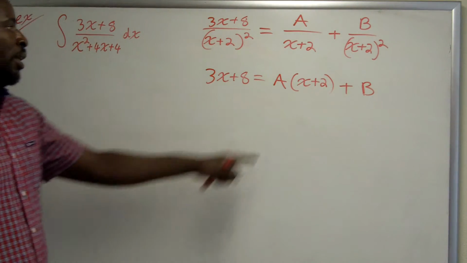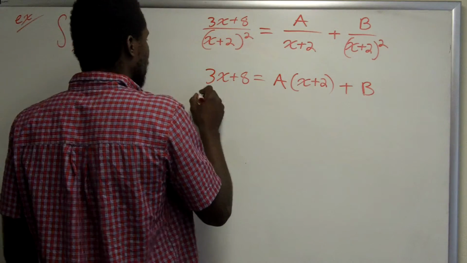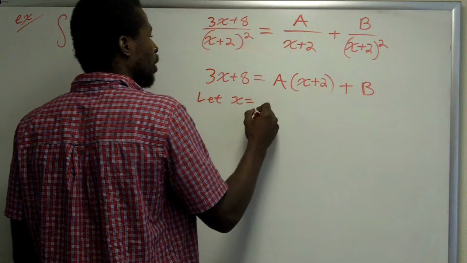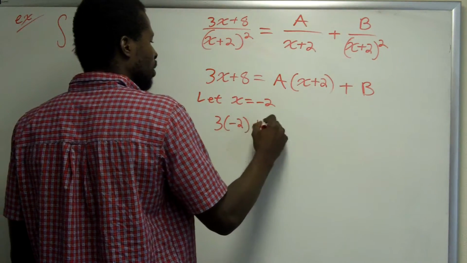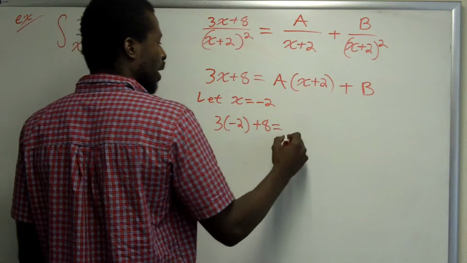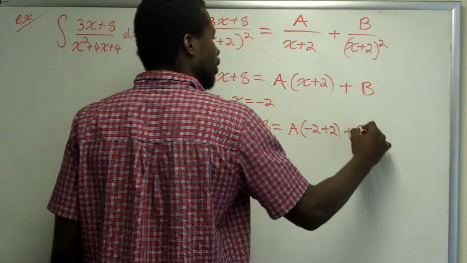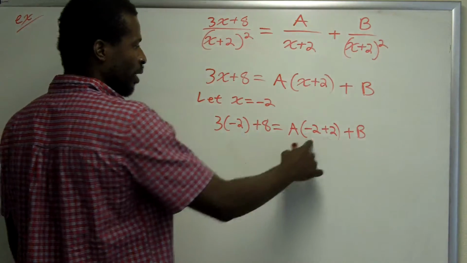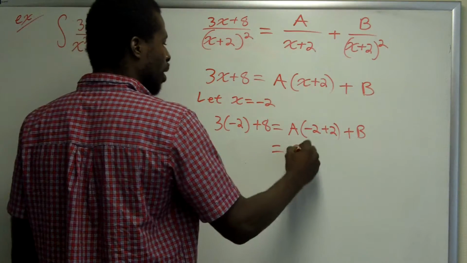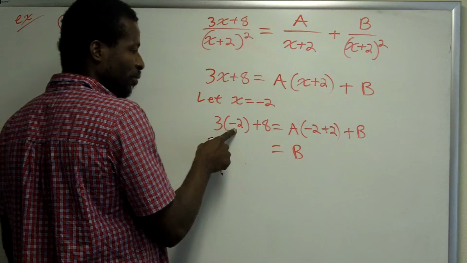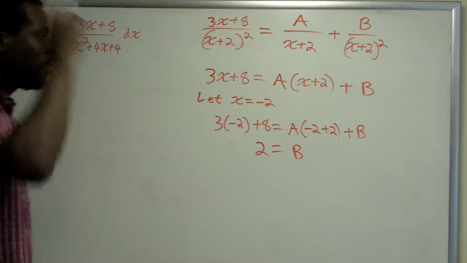So let's see, I can plug in -2 to cancel that factor out. So let x equal -2. If x is equal to -2, this is 3 times -2 plus 8 on the left hand side, and on the right hand side is A times (-2 plus 2) plus B. Let's see what happens here. -2 plus 2 just turns into a 0. 0 times A is 0, so I get B on the right hand side. 3 times -2, well, that's -6, and -6 plus 8 is 2, so B is equal to 2.